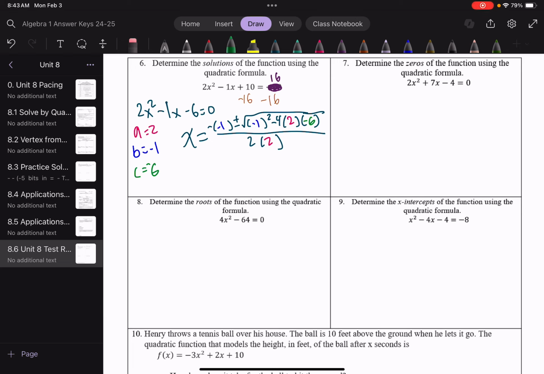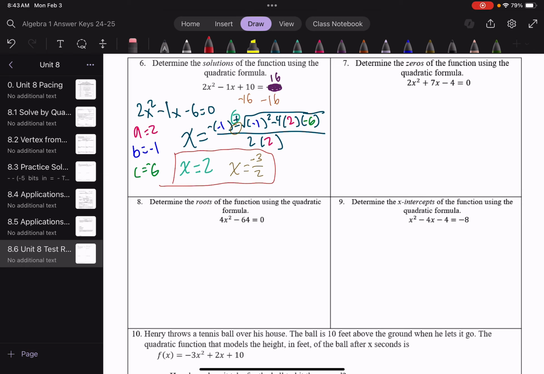So our positive solution, so when we do plus, x is going to equal 2. And then we can go back through and change our plus to a minus, so addition to subtraction. And by doing so, we get that x is equal to negative 3/2. And those would be our two solutions.